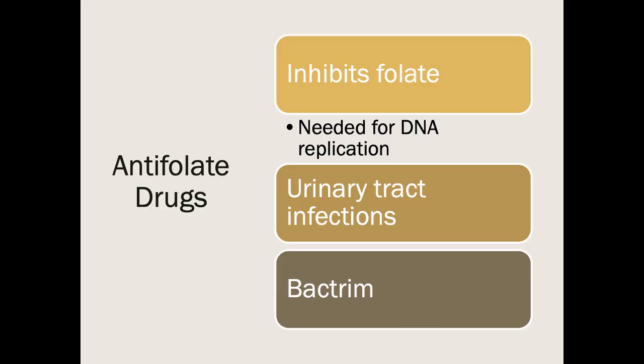Bactrim is an antifolate drug that, well, it's antifolate. It inhibits folate, and folate is required for DNA replication within the bacterium. So without folate, it can't replicate, it can't grow, it can't spread, it can't go anywhere. And Bactrim is commonly prescribed for urinary tract infections.